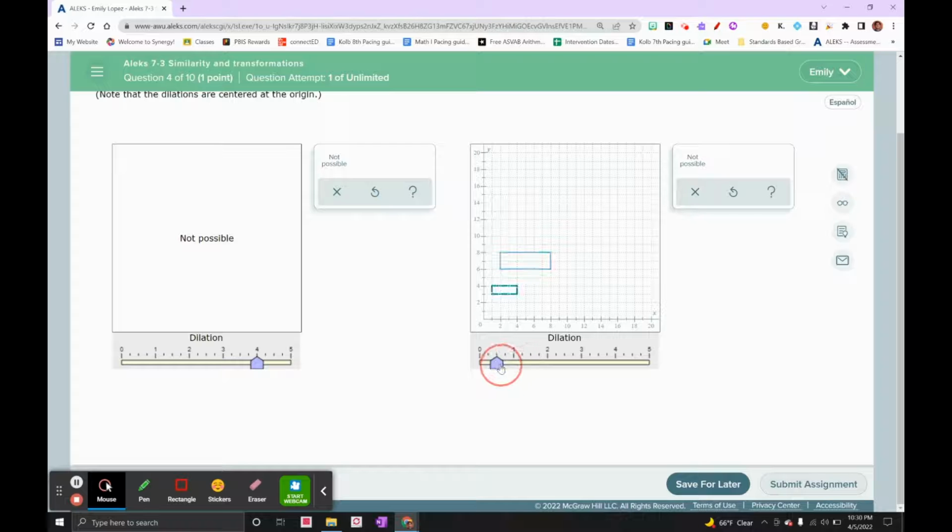At the scale of half, or 0.5, which is between 0 and 1, it would mean the shape is reduced by half. All right, that's it for that. Easy. Check.